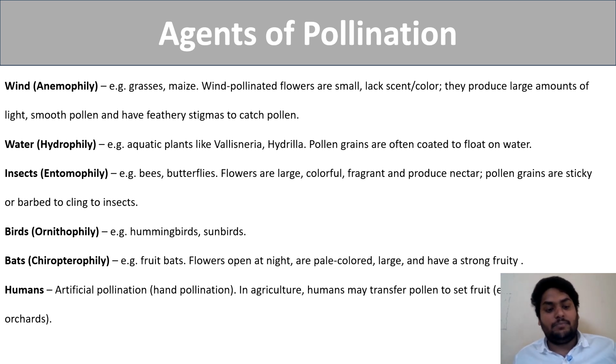So this completes my lecture on the topic of pollination. After the pollination process, the fertilization process occurs. When pollination is completed, fertilization occurs afterward, which I am not concluding in this lecture because it is a demo lecture on the topic of pollination.